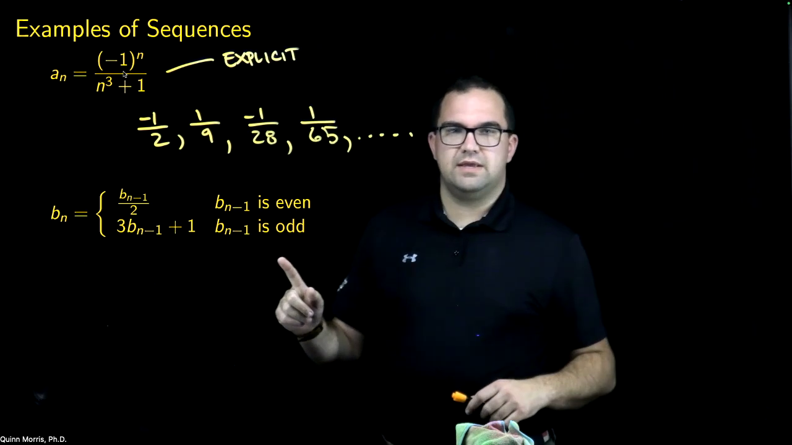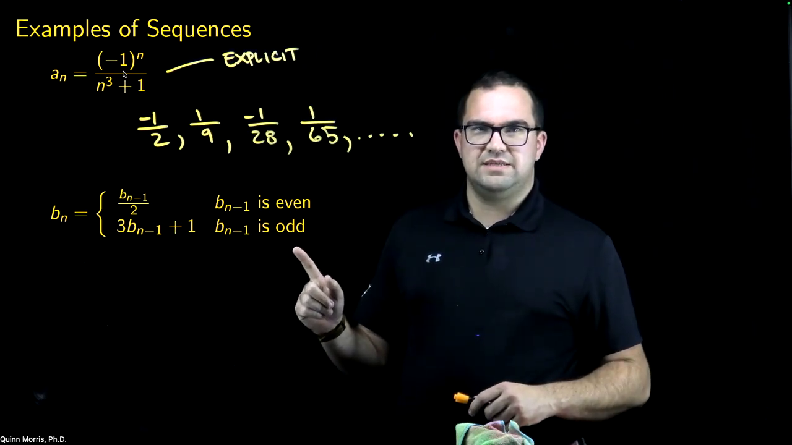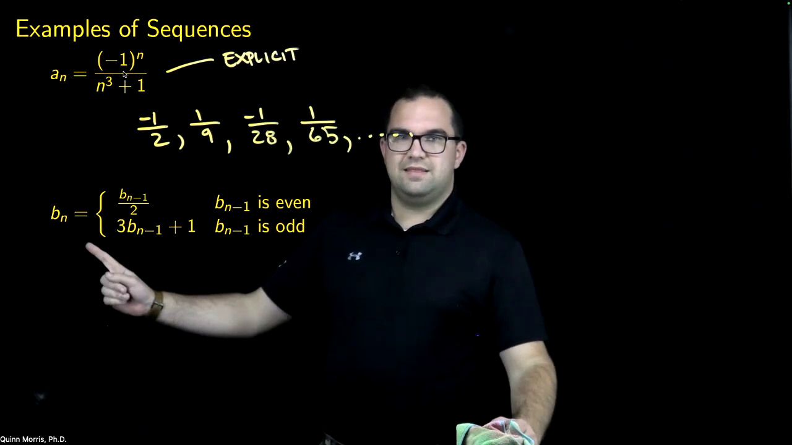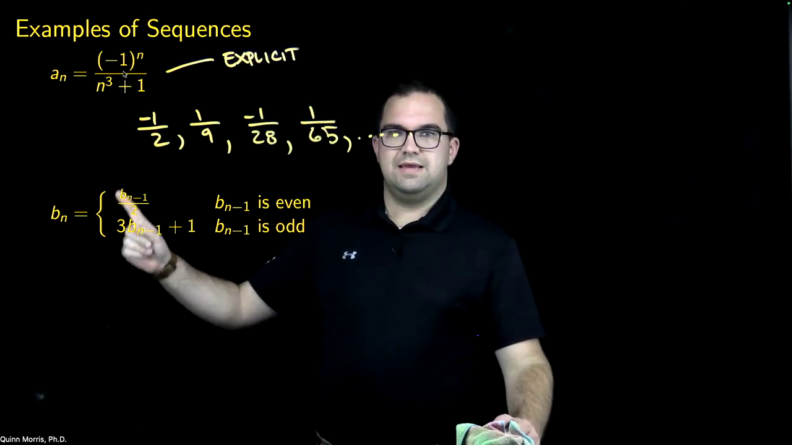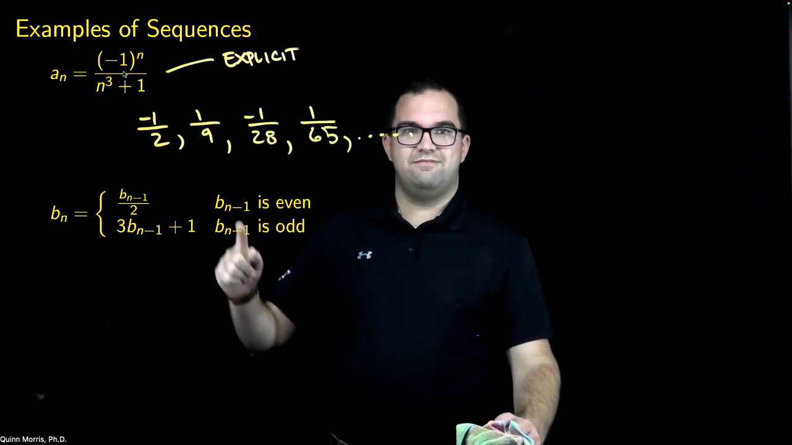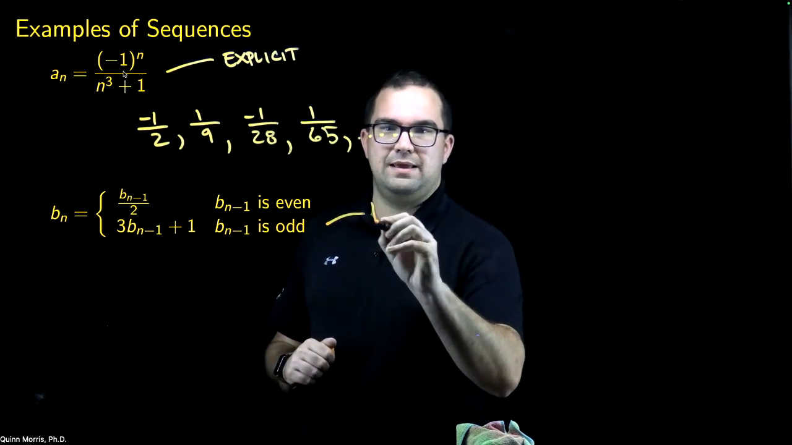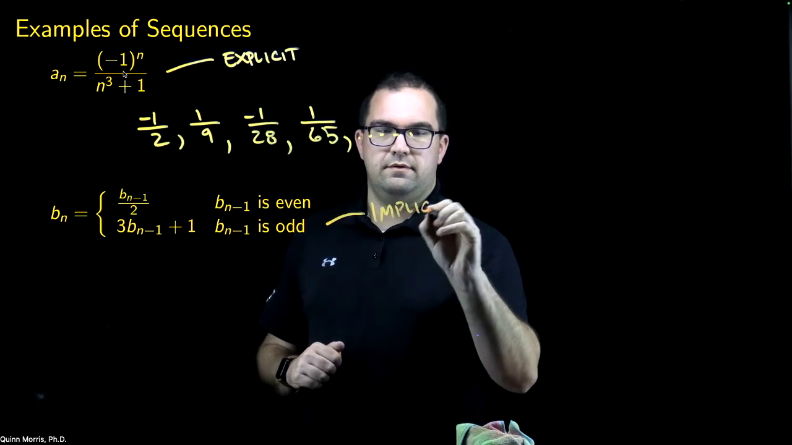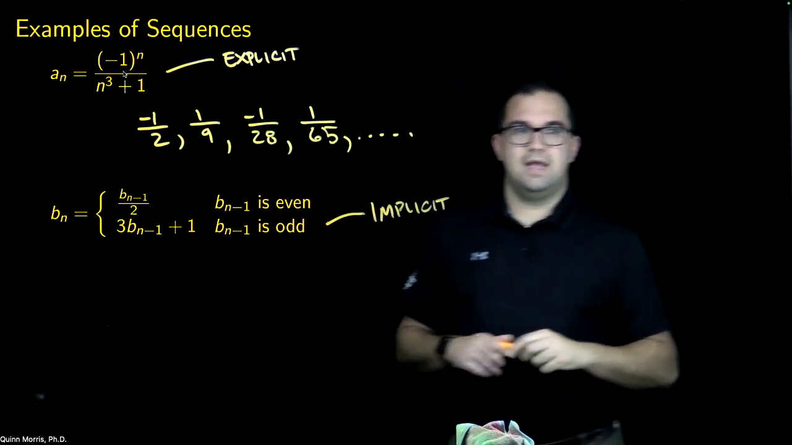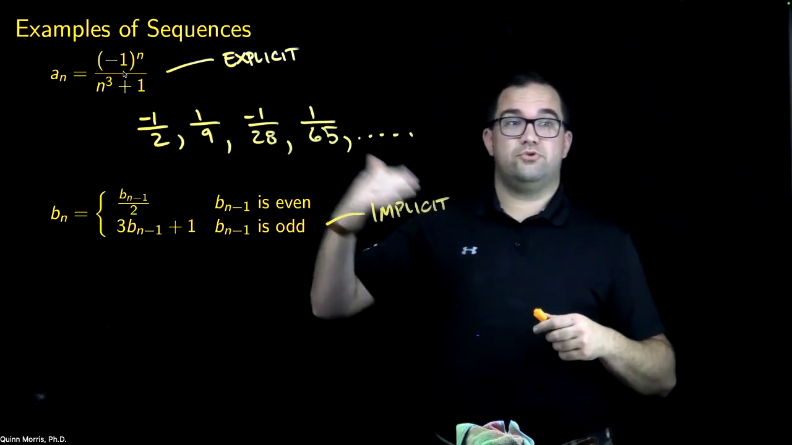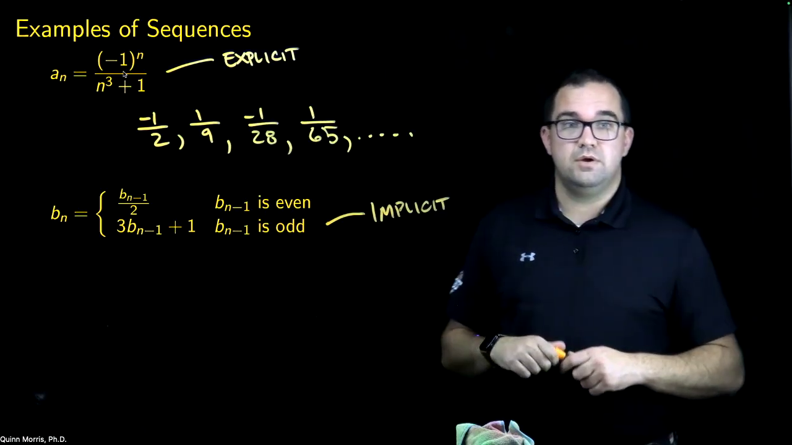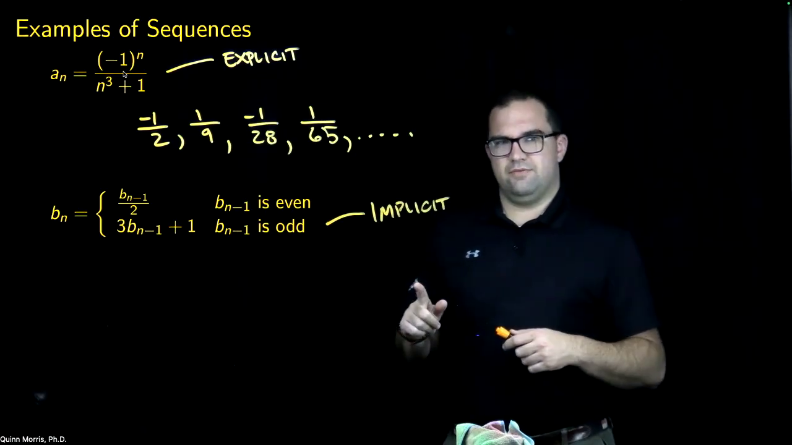So the first thing to note is if I look at the way this sequence is defined, the nth term depends on the n minus first term. So it depends on the value of the previous term. So this is what we would call an implicitly defined sequence. Okay, I need to know previous values in order to establish the next value. So that's a little bit different.